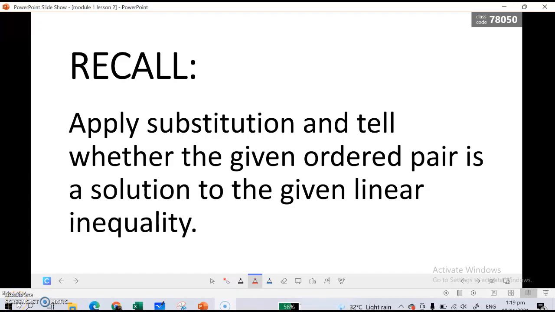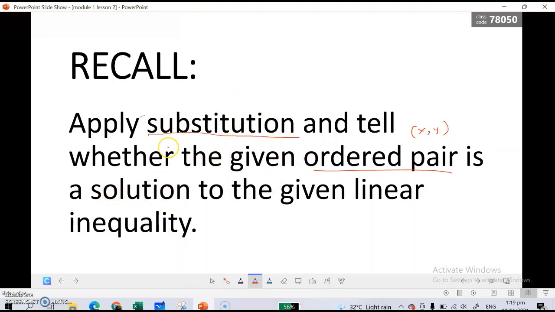Good afternoon. Before we proceed to lesson 2 of module 1, which is about solving word problems involving linear inequalities in two variables, let us try to recall our lesson last Monday. So here, meron tayong short na activity na sasagutan. You're going to apply substitution and tell whether the given ordered pair, so naka-x and y yan, is a solution to a linear inequality.